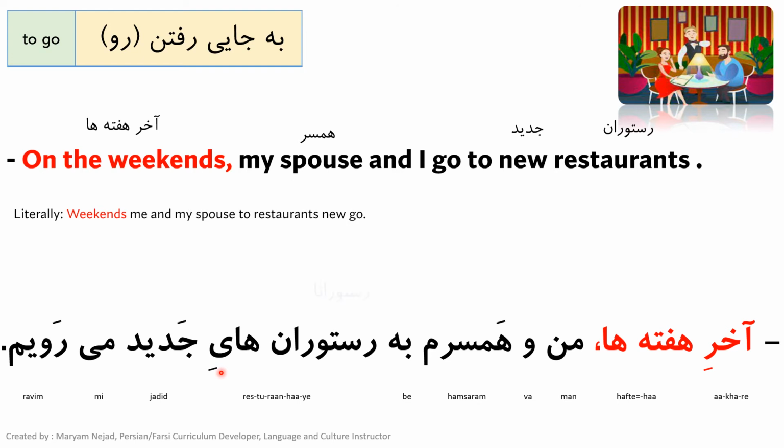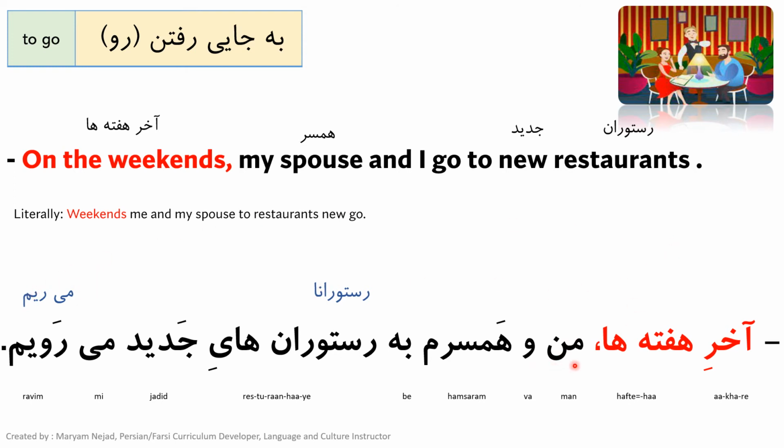So now let's go over the informal version of the sentence, how we say the sentence in the spoken language. So restaurant ha changes to restaurana. In the spoken language, we don't really pronounce the letter he. It's very subtle. So restaurant ha becomes restaurana. And then miravim, there's a drastic change to the verb miravim. It becomes mirim. Mirim.